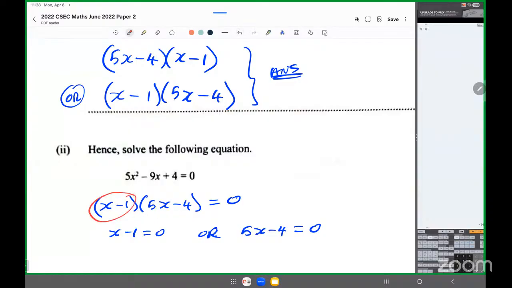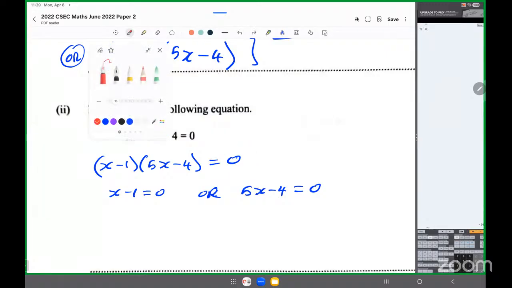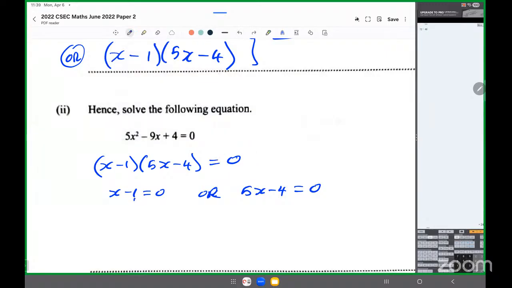So put this one equal to 0 first, that's what we have here, and we'll put this one equal to 0, that's what we have here. Those are two possible values for x that will make the product equal 0. Solve this part by transposing the 1 over here. It becomes a positive 1, so you get x equals 1. Or you transpose the 4 and then divide by 5, and you get x equals 4 divided by 5. Those are the two possible answers for x. Those are your answers.